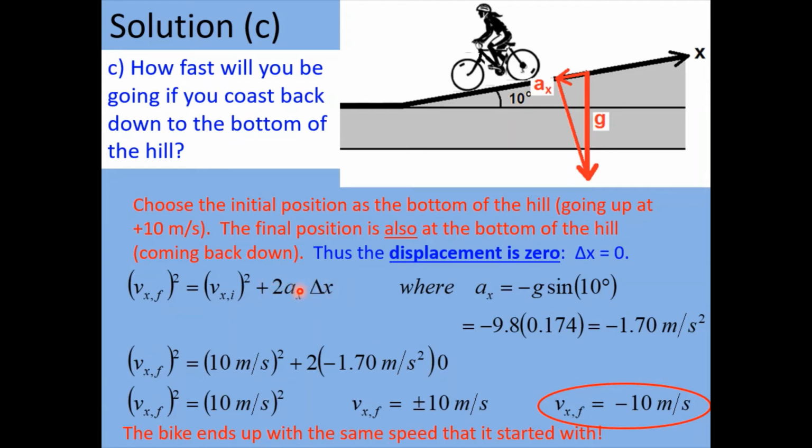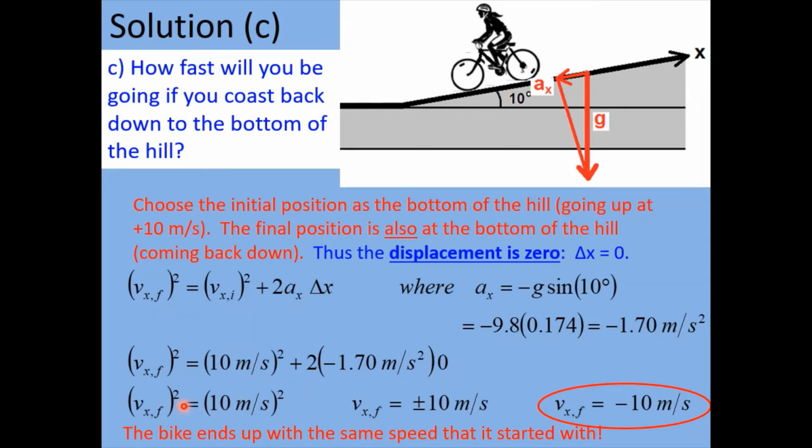So we can just ignore this last term, and all we've got here is that the final velocity squared is equal to her initial velocity squared. And of course, her initial velocity was 10. So technically we have v final squared equals 10 squared. If we take the square root of both of these, we see that her final velocity is plus or minus 10 meters per second.